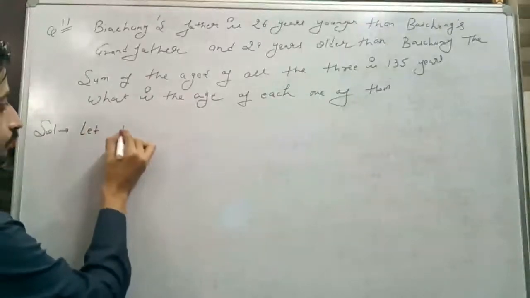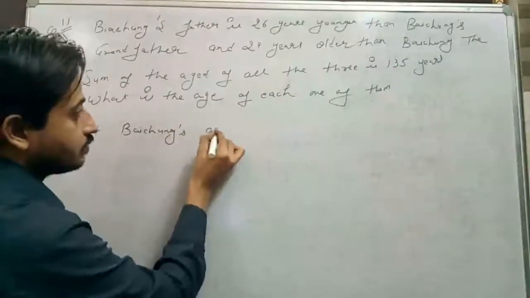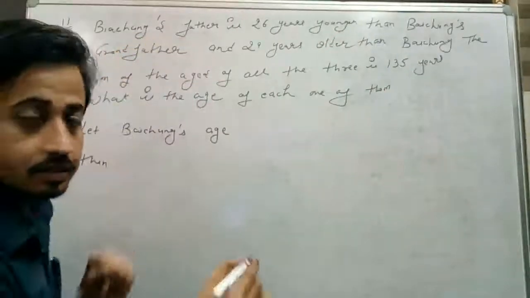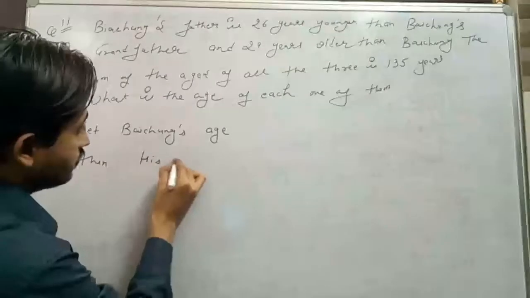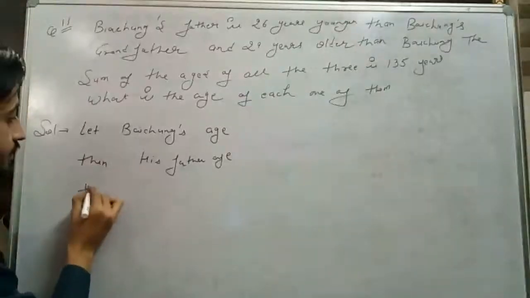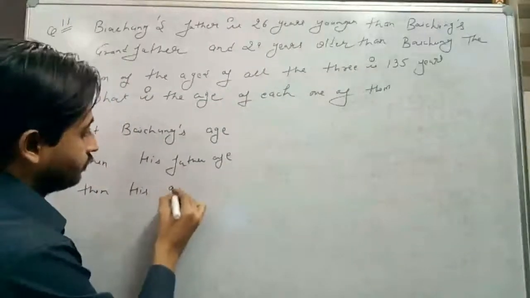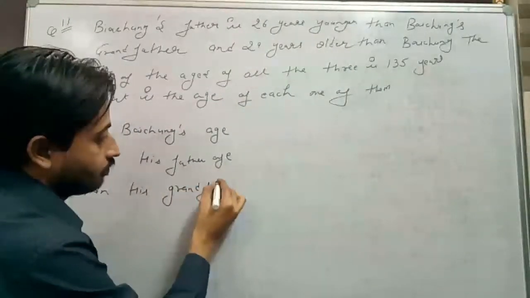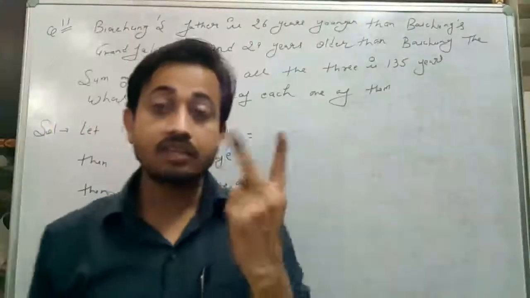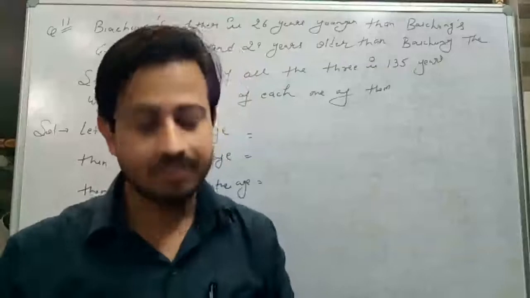Let Bhaijung's age, then his father's age, then his grandfather's age, because we have to take 3 ages: Bhaijung's age, his father's age, and his grandfather's age. Now what is given, and what we have to find.